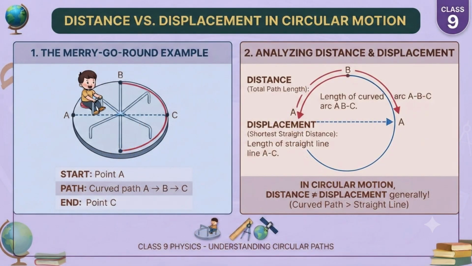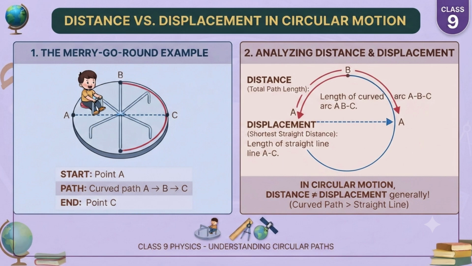Imagine a child sitting on a merry-go-round in a playground. As the merry-go-round rotates, the child moves along a circular path. Suppose the child starts from point A, moves through point B, and reaches point C. Now let's answer two important questions. First, what is the distance traveled by the child? Distance is the total length of the path covered. So, in this case, the distance is the curved path from A to B to C.